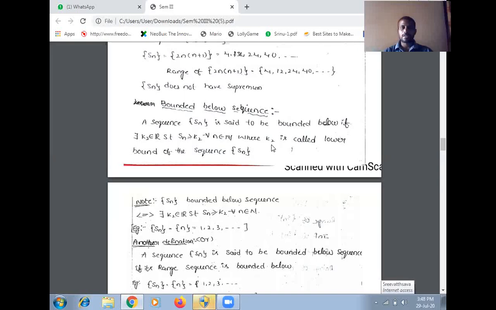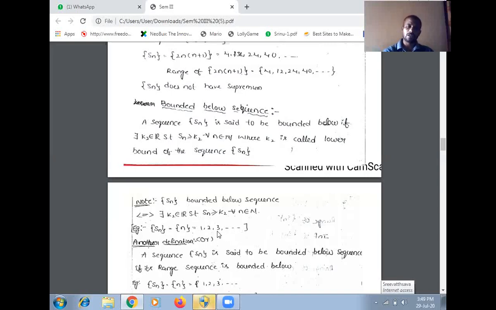A sequence Sn is said to be bounded below if there exists K2 belongs to capital R such that Sn greater than or equal to K2 for all small n belongs to capital N, where K2 is called the lower bound of the sequence Sn. So an example is Sn equal to n. Giving the values for n equal to 1, 2, 3, we get the sequence 1, 2, 3, and so on. So it is an increasing sequence.